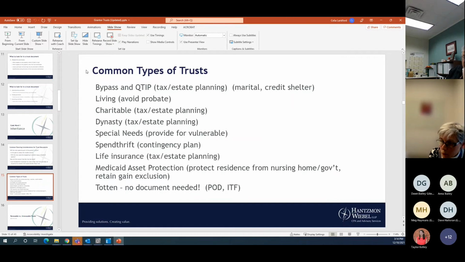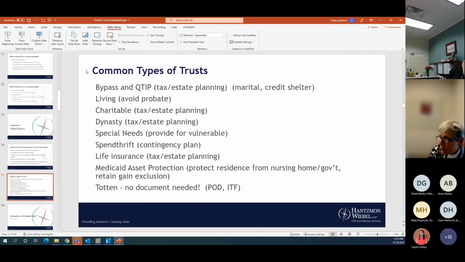All you have to do is when you open an account, you can say it's payable on death to a certain person, or you can say it's in trust for a certain person. And that avoids probate, and it lets the asset go to who you want it to go to. So that's called a Totten trust just because of a case in which it was used. But it's a useful planning feature.